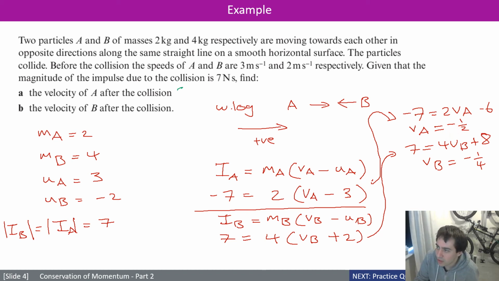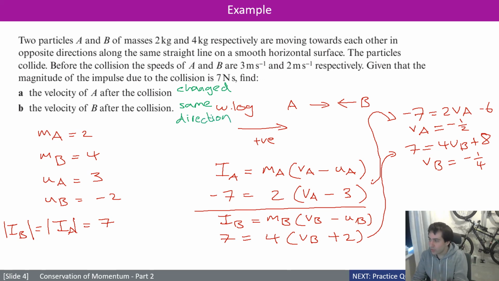Let's make a note of that here for part A. A changed direction. And for B, it started going to the left in our assumption. It was negative direction. And we still get minus a quarter. So it didn't change direction, right? So same direction, for the case of B. And that's it really. I think that's simple enough to just stick with it that way.